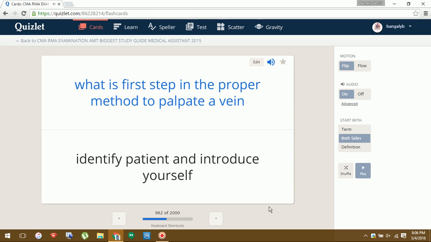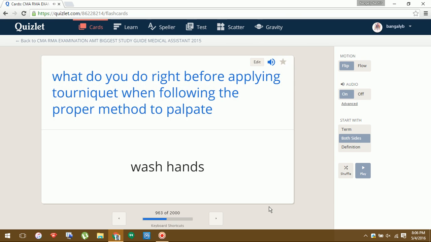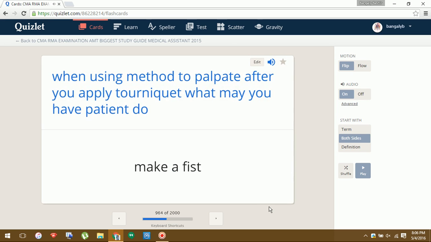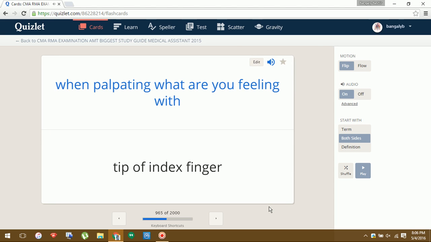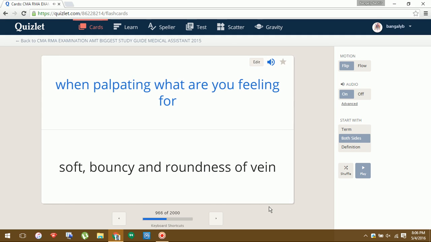What is first step in the proper method to palpate a vein? Identify patient and introduce yourself. What do you do right before applying tourniquet? Wash hands. After you apply tourniquet, what may you have patient do? Make a fist. When palpating, what are you feeling with? Tip of index finger. What are you feeling for? Soft, bouncy and roundness of vein.